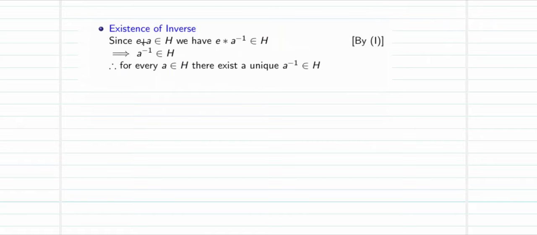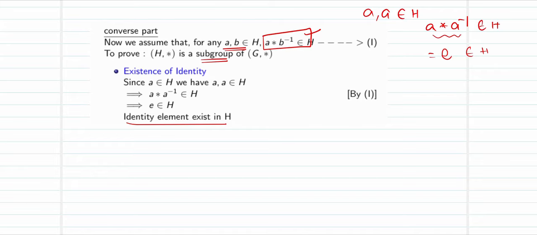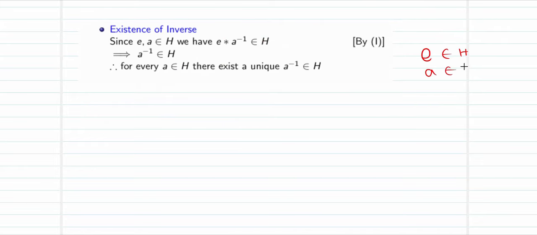Now the second thing, let me go for existence of inverse. I have E that belongs to my H from my first condition over here, and I also have the element A that belongs to my H over here. So what does my condition say?